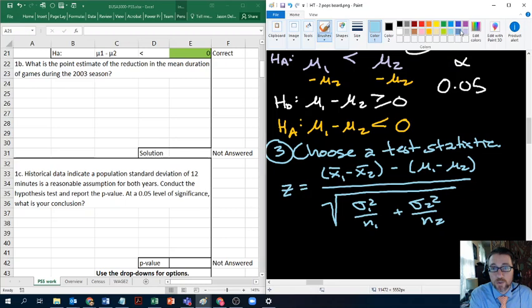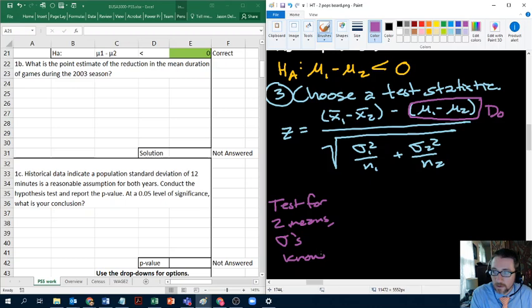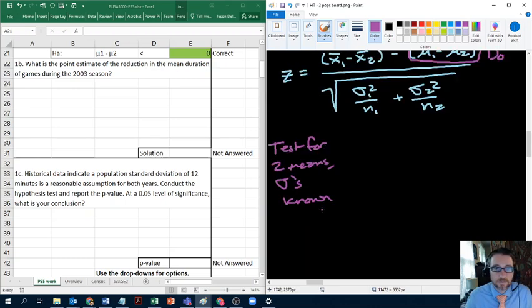Now this would be great. This would be a score formula if we knew this, right here, or if we knew either of these. But we don't. That's the whole point of a hypothesis test, is we're trying to infer what this difference might be or whether it meets our assertion at the very beginning. So we're going to replace this with D0, and that will give us our test statistic. So our test for two means, sigma's known, looks like this.